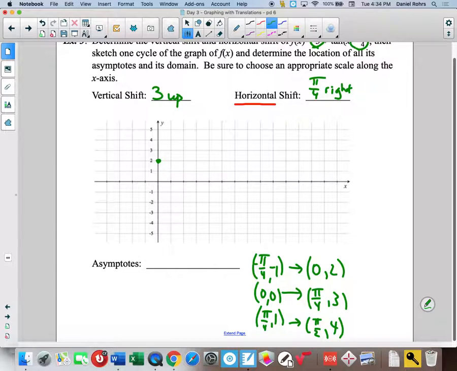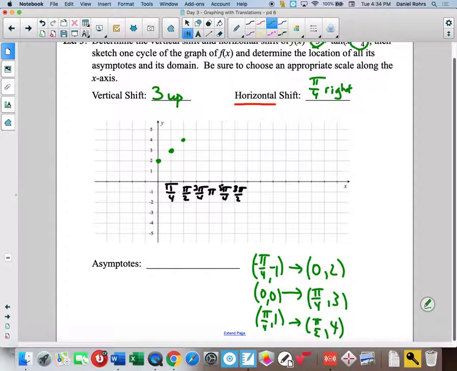Pi over 4, now I have to pick out a unit of measure. So what would be a good unit of measure to use here? A good unit of measure would actually be pi over 4s, and I'll show you why when we get there. So pi over 4, next will be pi over 2, then 3 pi over 4, and 4 pi over 4, which is pi, and 5 pi over 4, 6 pi over 4 is 3 pi over 2. So these would be good units to use. So pi over 4, 3 would put me here, and then pi over 2, 4 would put me here.